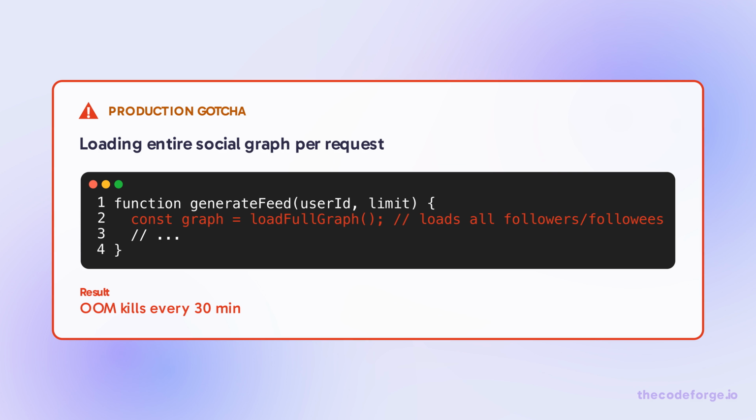Never load the full social graph in memory per request. Cache it with a TTL and paginate the fanout. This was the root cause of the production incident.